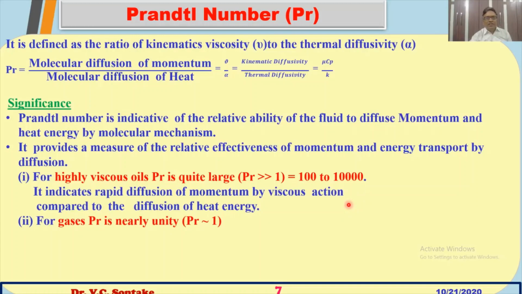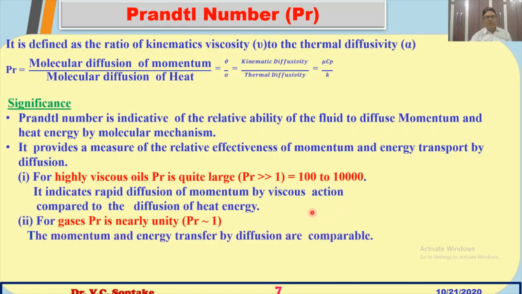Similarly, for gases, the Prandtl number value is nearly unity. So when the Prandtl number value is almost unity, the momentum and energy transfer by diffusion are comparable. So the rate at which momentum or heat energy will be diffused is almost the same. And for liquid metals, the value of the Prandtl number is very small.